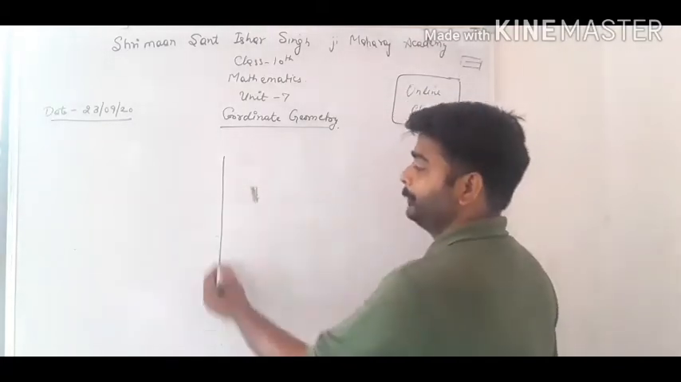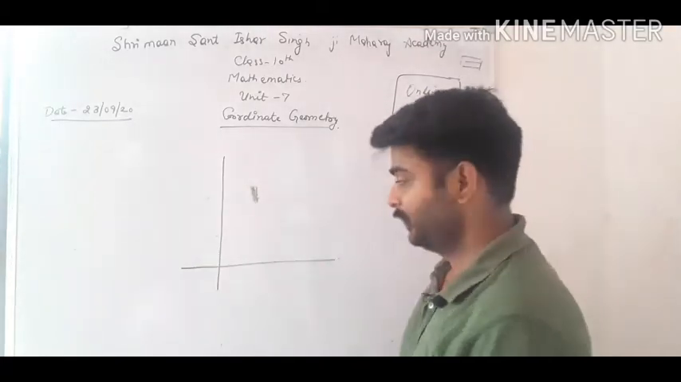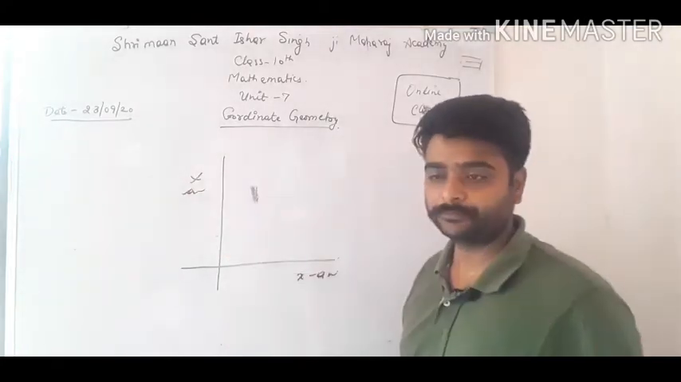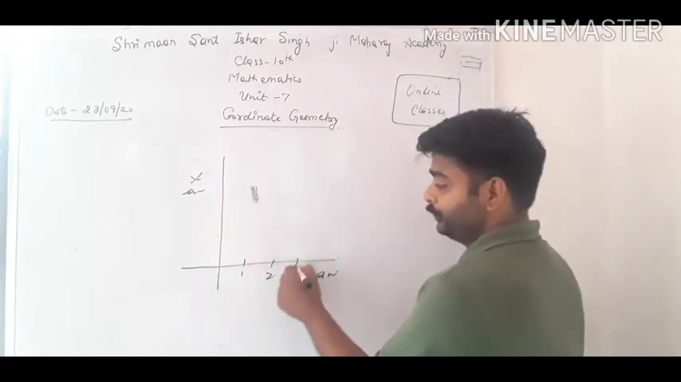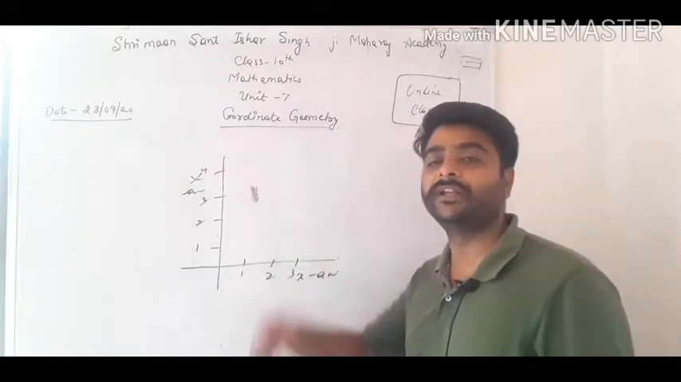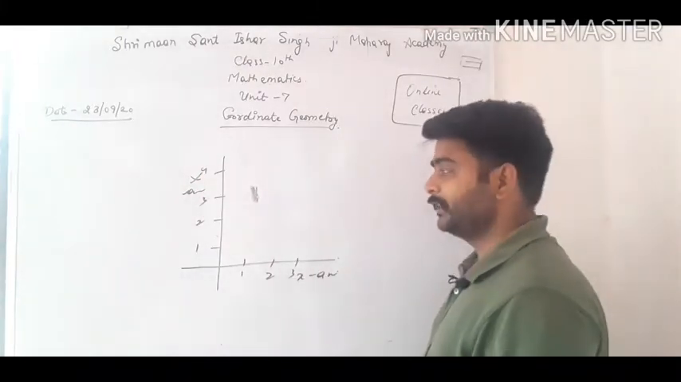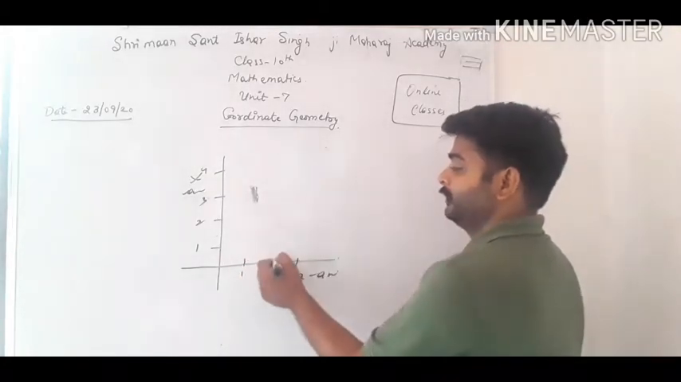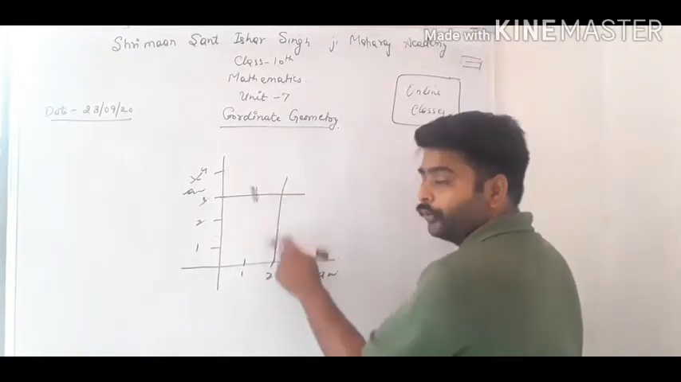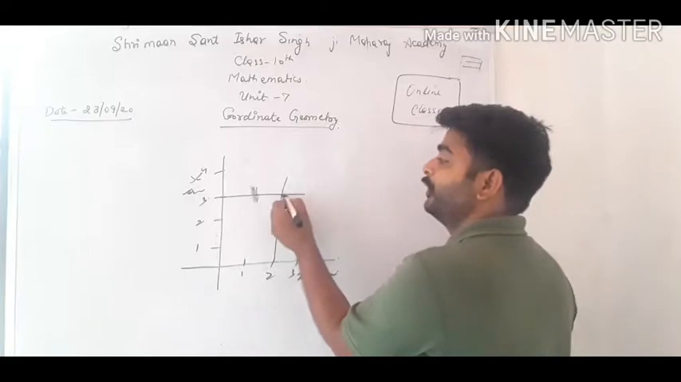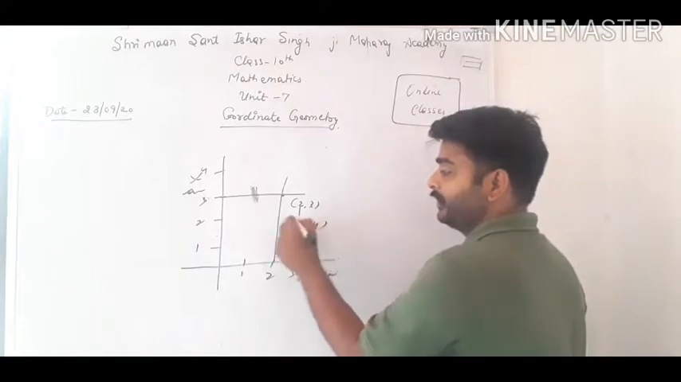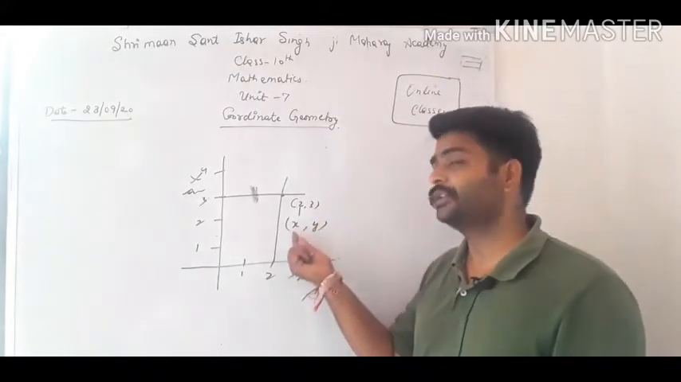First of all, look here, it's a graph. This is the x axis and this is the y axis. If I mark these points 1, 2, 3 and 1, 2, 3, 4 and so on, we can decide according to the given question. Let's assume the point is 2, 3, in which 2 is x and 3 is y. So the coordinate system is x, y.